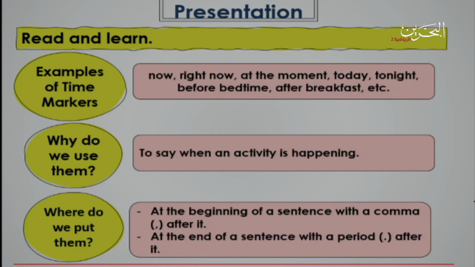Here we move into something new called time markers. Time markers like now, right now, at the moment, today, tonight, before bedtime, after breakfast. Why do we use the time markers? We use the time markers to say when an activity is happening, which part of the day that activity took place in.